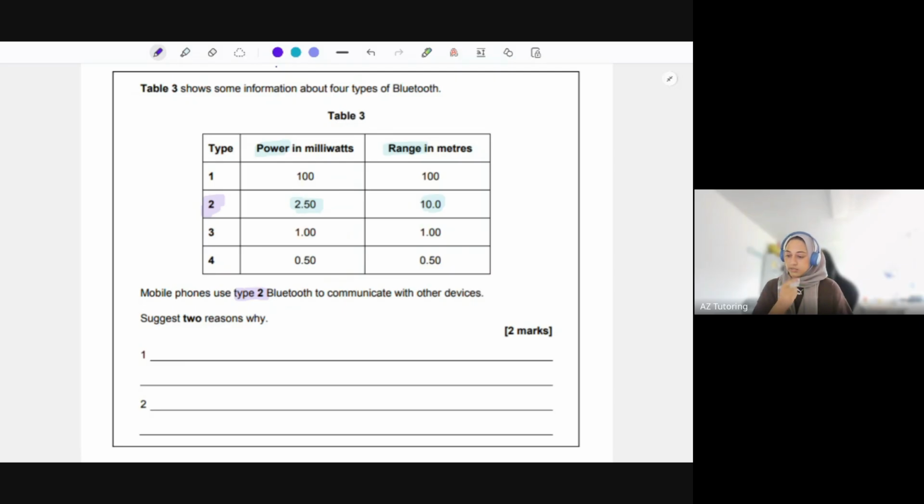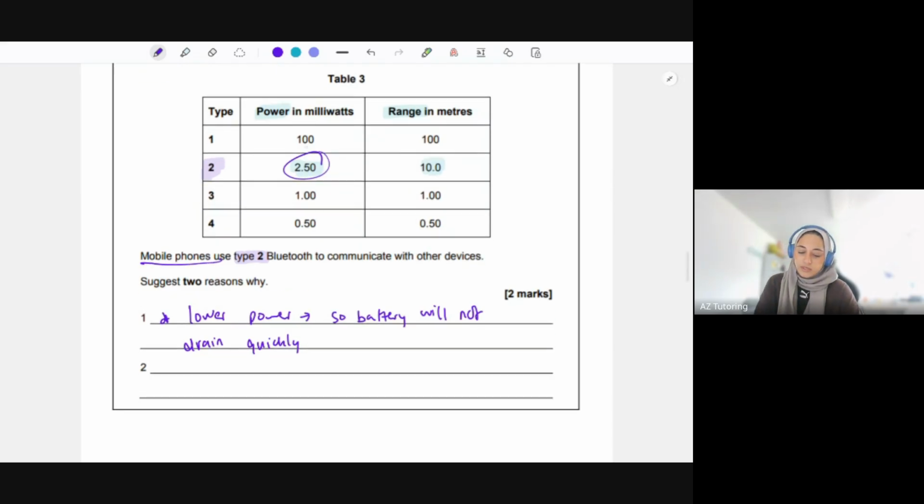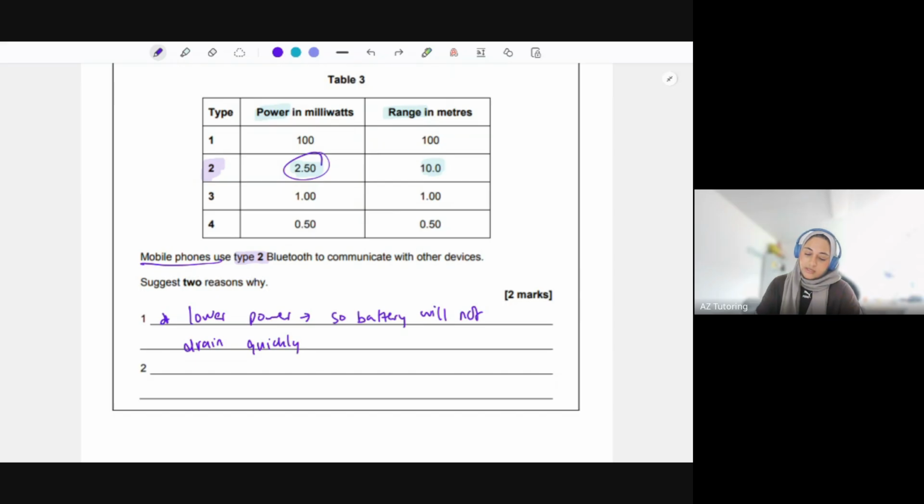So let's speak about the power first. Looking at the power compared to the other ones, it's in the middle. It's not too high, like there's 100 power, and it's not too low. So you could say it's a lower power compared to type 1. Why is that good for a mobile phone? It means a mobile phone won't drain its battery that much. So you would say the battery will not drain quickly, because you don't want the battery on a phone to drain quickly just because of Bluetooth. Something like 100 milliwatts would not work for the phone. Okay, and now let's talk about the range.